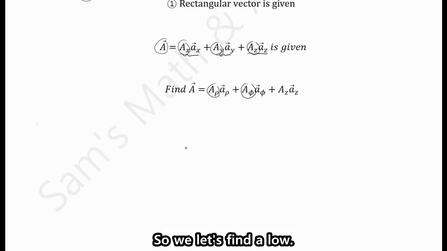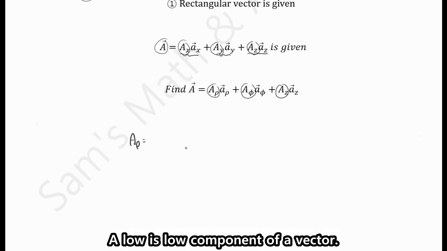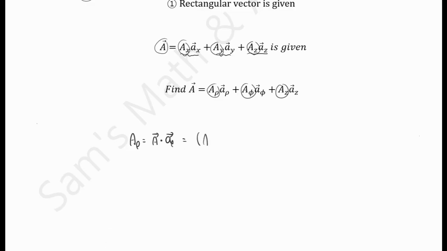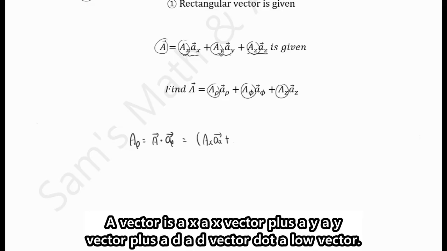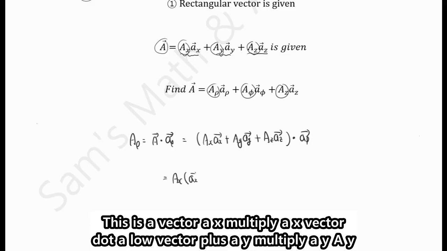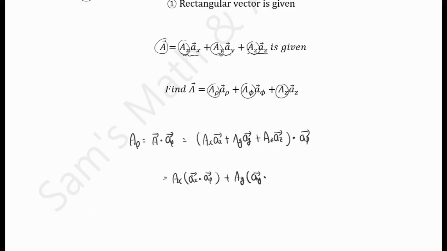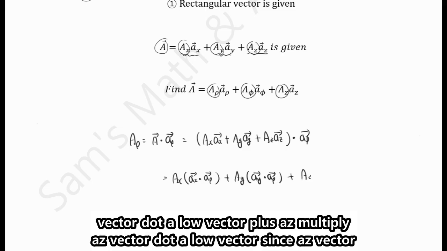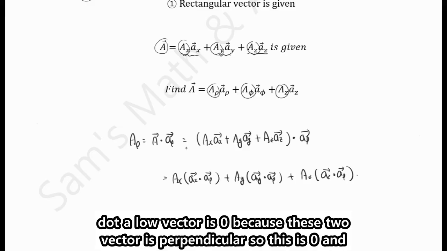So let's find A rho. A rho is the rho component of the vector. A rho is vector A, which is Ax a_x vector plus Ay a_y vector plus Az a_z vector, dot a_rho vector. This is Ax multiplied by a_x vector dot a_rho vector, plus Ay multiplied by a_y vector dot a_rho vector, plus Az multiplied by a_z vector dot a_rho vector. Since a_z vector dot a_rho vector is 0 because these two vectors are perpendicular, this term is 0.